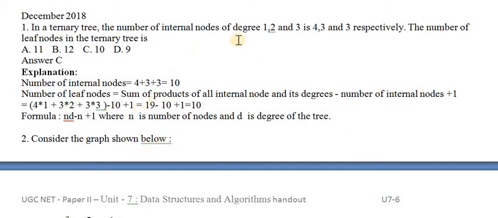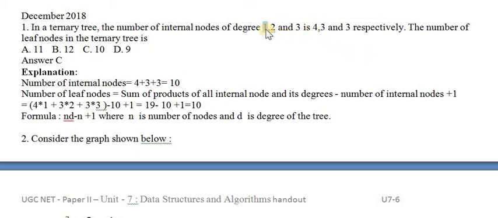Ternary tree in the sense that every node has 3 children. Okay, so that is a ternary tree. The number of leaf nodes is nothing but the sum of the product of all internal nodes with their corresponding degree, minus the number of internal nodes, plus 1. They say the number of internal nodes of degree 1, what is the meaning here?